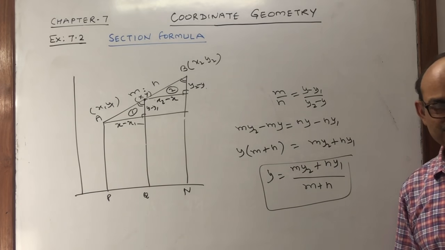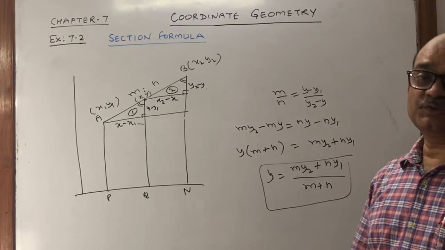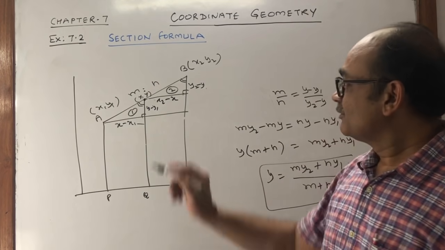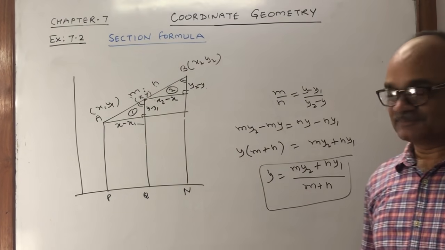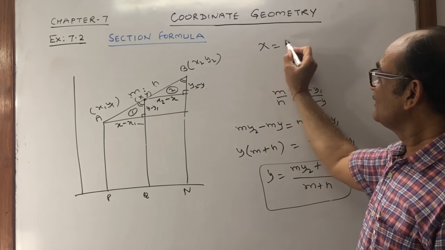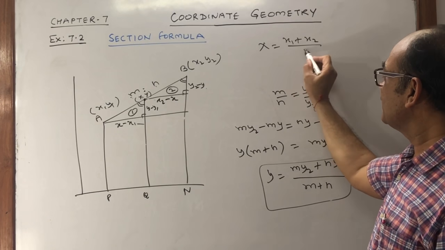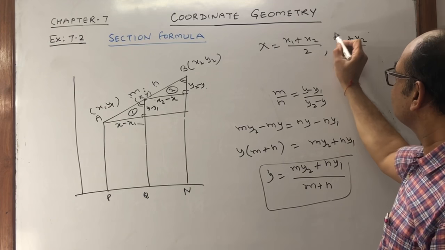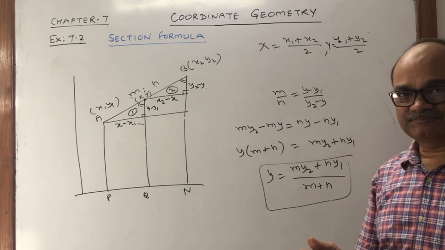Very simple formula. Suppose we want to calculate the midpoint. Midpoint means 50-50. m and n both 1 and 1. So simply you have to put 1, 1, 1, 1 here. So what is the midpoint formula? (x1 plus x2) divided by 2, (y1 plus y2) divided by 2. Easy.